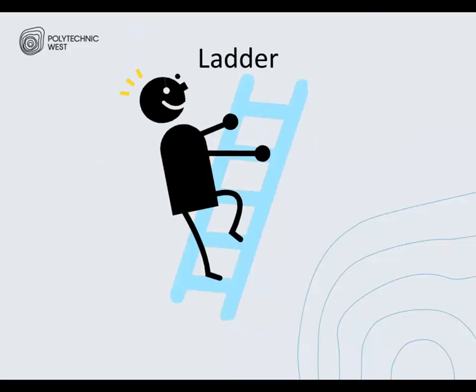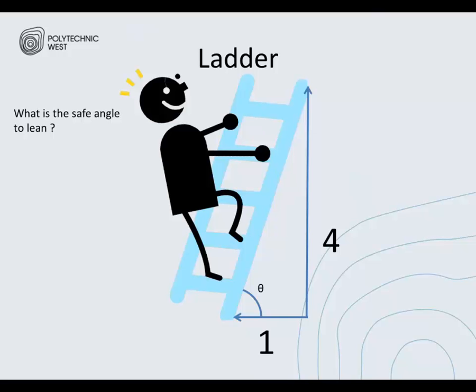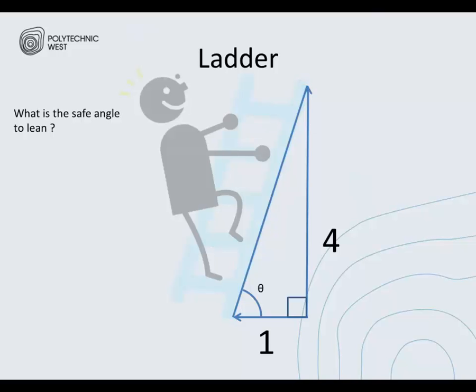Practical use for this. I have a ladder and I want to find the safe angle to lean this ladder at. Now, that's what I want to find, the safe angle. I know that for every 4 I go up, I should have 1 coming out. That's a right angled triangle with the opposite is 4 and the adjacent is 1. So I'll use the tan function.